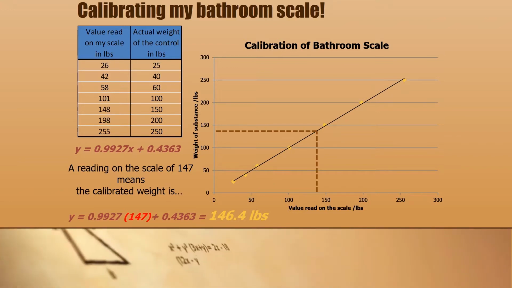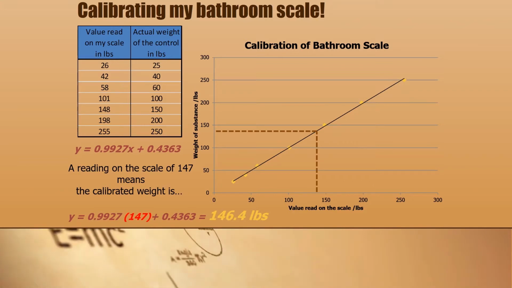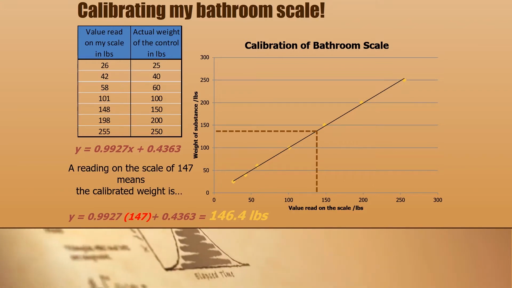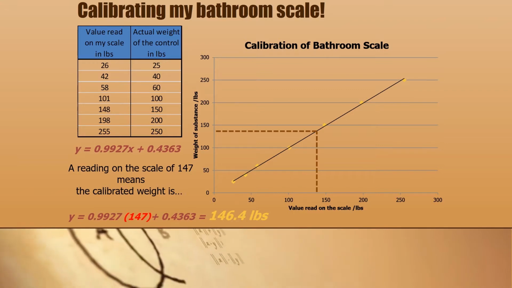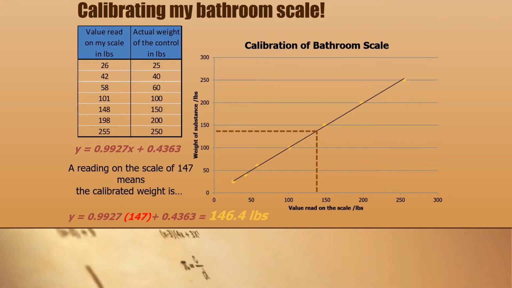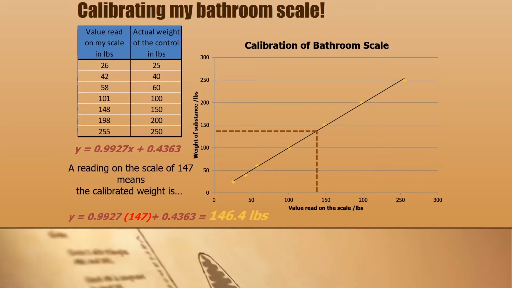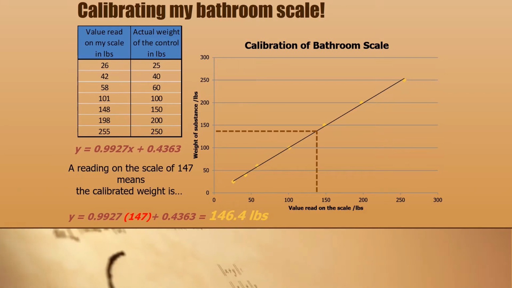Using both methods, we see that our 147 measured value on the scale correlates with an actual weight of 146.4 pounds. We now can be a bit more confident that the value we obtained from our calibrated scale represents our true weight and can be deemed accurate.